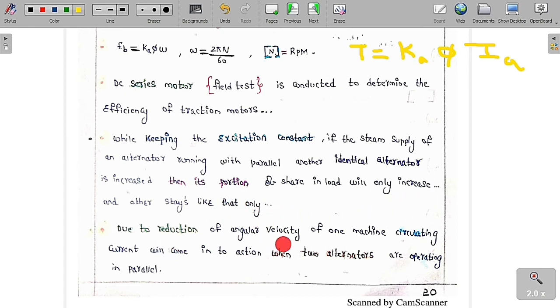Due to reduction of angular velocity of one machine, circulating current will come into action when two alternators are operating in parallel. See, I have already told you, whenever two alternators are rotating in parallel, their voltage should be the same. If one of the alternators is rotating at lesser speed, then the voltage will never be the same. A voltage difference means circulating currents are going to be produced.